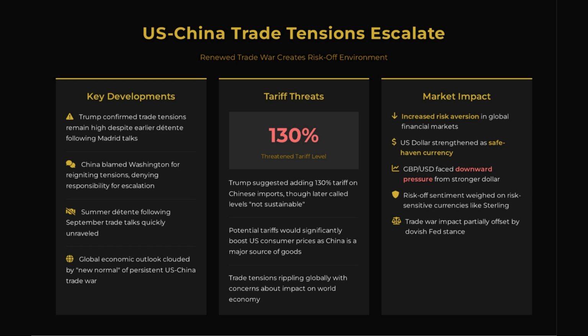This risk-off sentiment typically benefits the US dollar as a safe haven currency, putting downward pressure on GBP/USD. However, the impact was partially offset by the Federal Reserve's dovish policy stance, which limited USD strength.